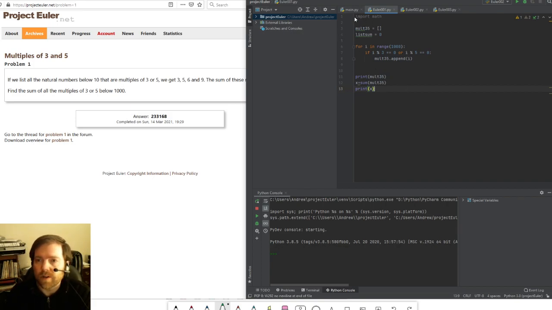So for this one, basically for anything that you're going to be doing, any sort of project in math, you're going to want to import the math library. So import math on Python would be the first command. Coming down further, I just named this mult35 for multiples of 3 or 5. And we're going to set that to an initial blank. So this is a null set, but it's going to be filled pretty soon.